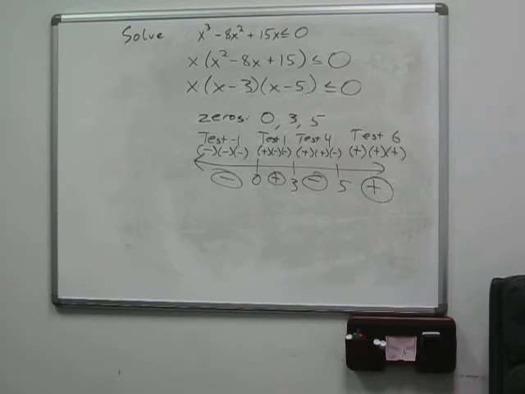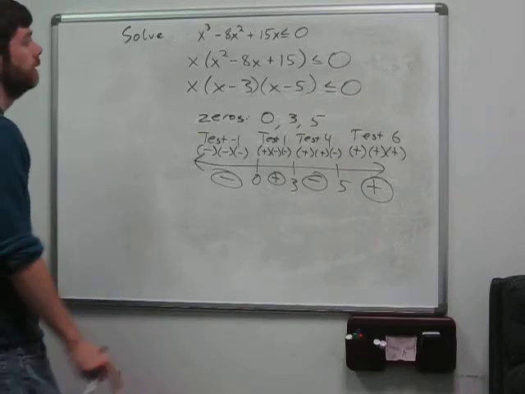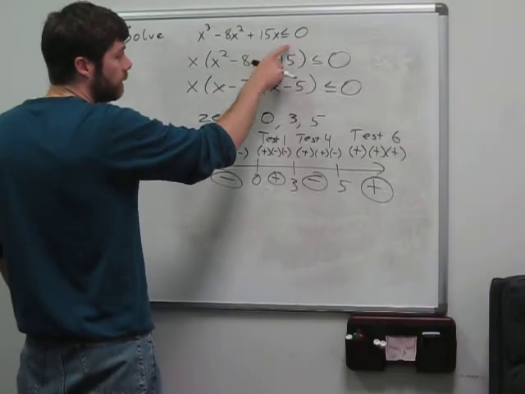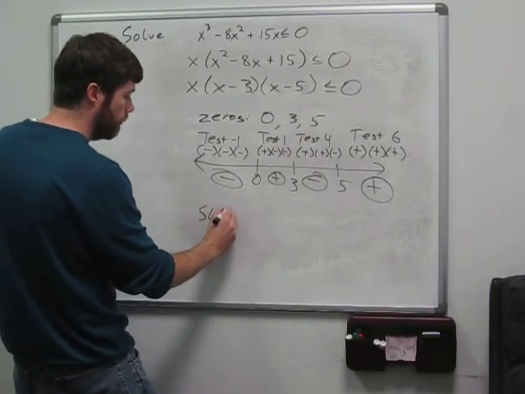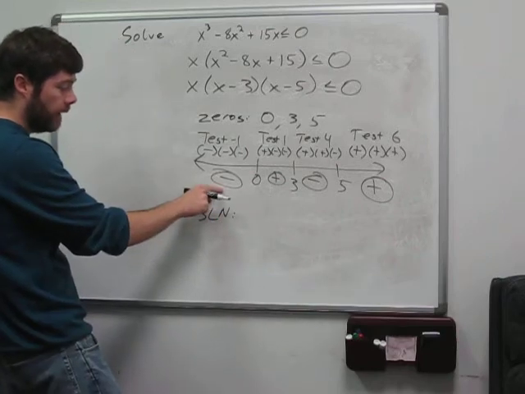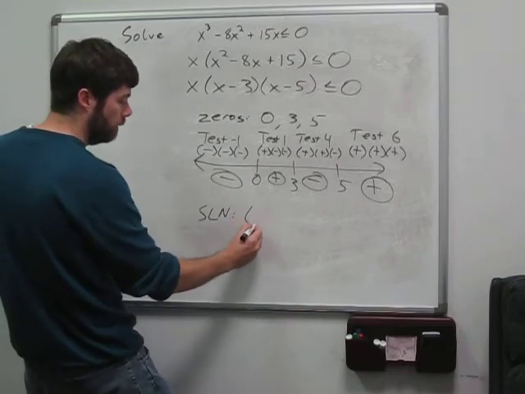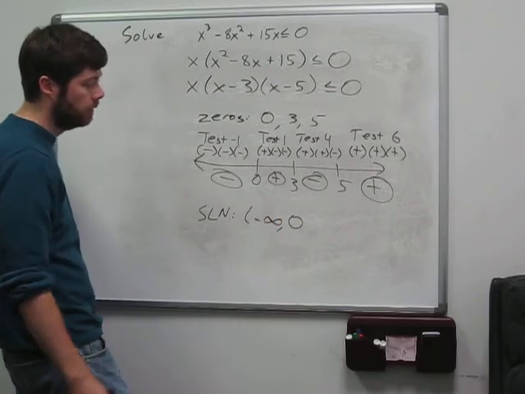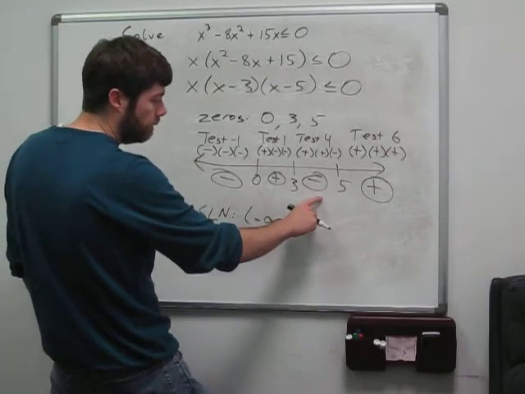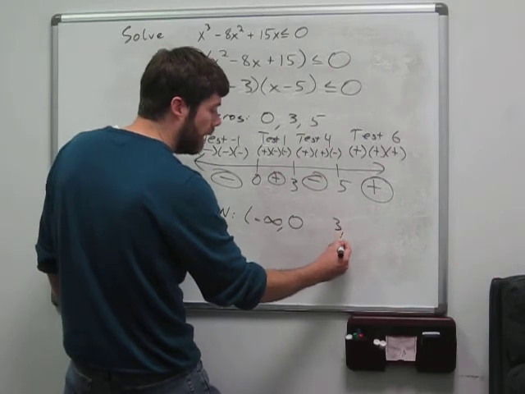So now it's just a matter of writing our solution. We want to know when the polynomial is less than or equal to 0. Well, it's negative on this leftmost interval from negative infinity up to 0, and it's negative on the interval from 3 to 5.